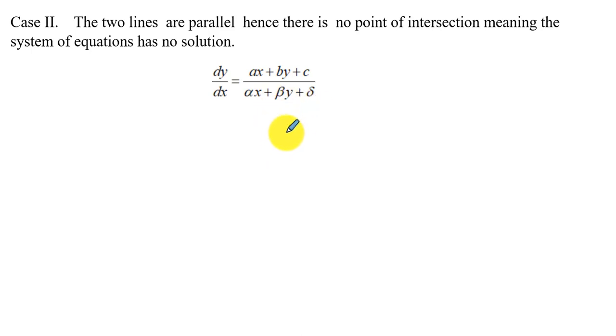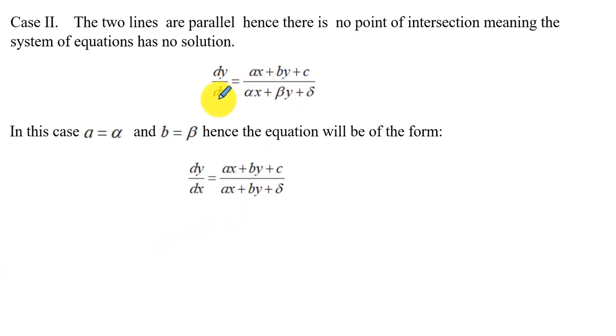In this case, I'm not going to go into a lot of explanations with this one. What I'm going to do is tackle this one immediately by means of example, without going through any long explanation in this general form. In this case here now, we have to take note that alpha is equal to A and B is equal to beta.